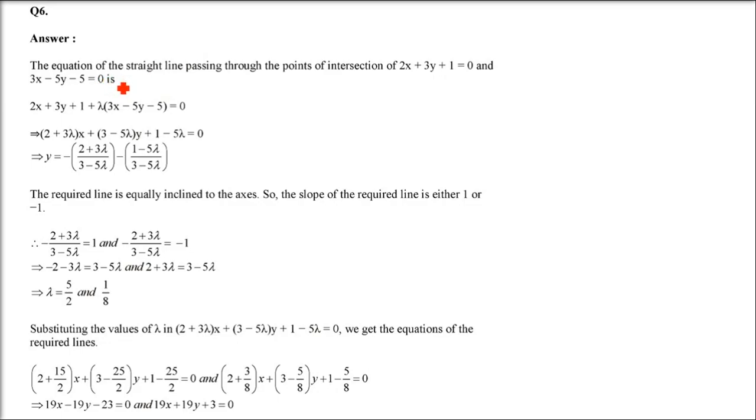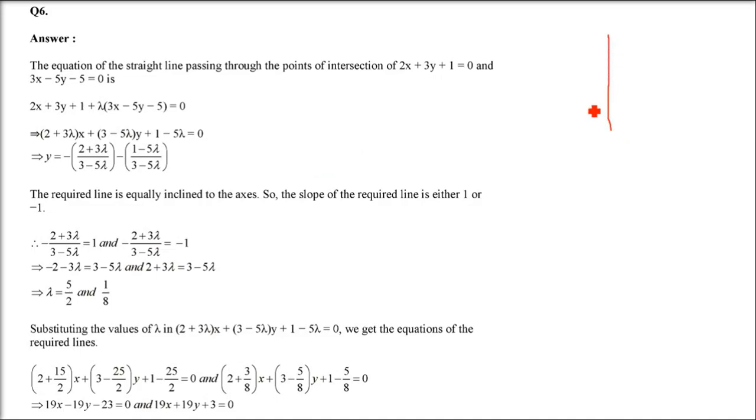Question number 6. Find the equation of the straight line passing through the point of intersection of these two lines and equally inclined to the axes. Equally inclined means the angle which it is making with the x-axis should be equal.